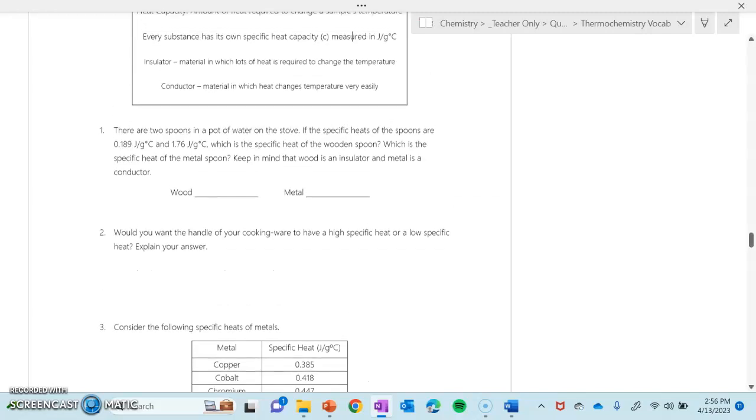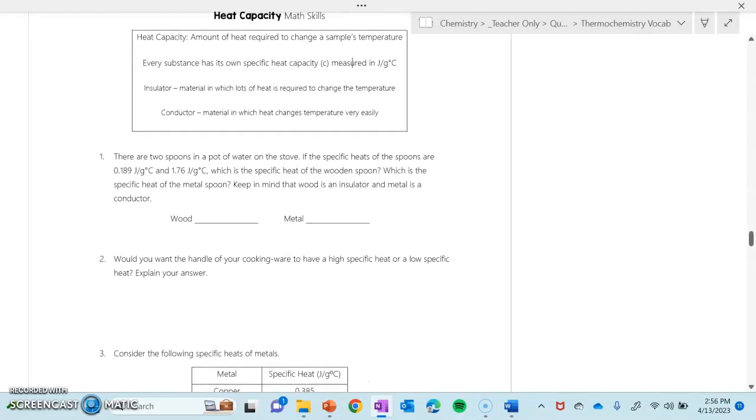Okay, so based on what we have in our box at the top, we know that wood is an insulator, so it's going to require lots of heat to change the temperature. That means it needs to have a higher specific heat, meaning it is going to be able to hold heat much better and require more to raise its temperature. And that's why it's easier to hold wood that's been heated. It still can get pretty hot if you leave it in there too long, but it won't burn you as quickly as if you were to grab a metal spoon if you'd put them both into your boiling water at the same time.